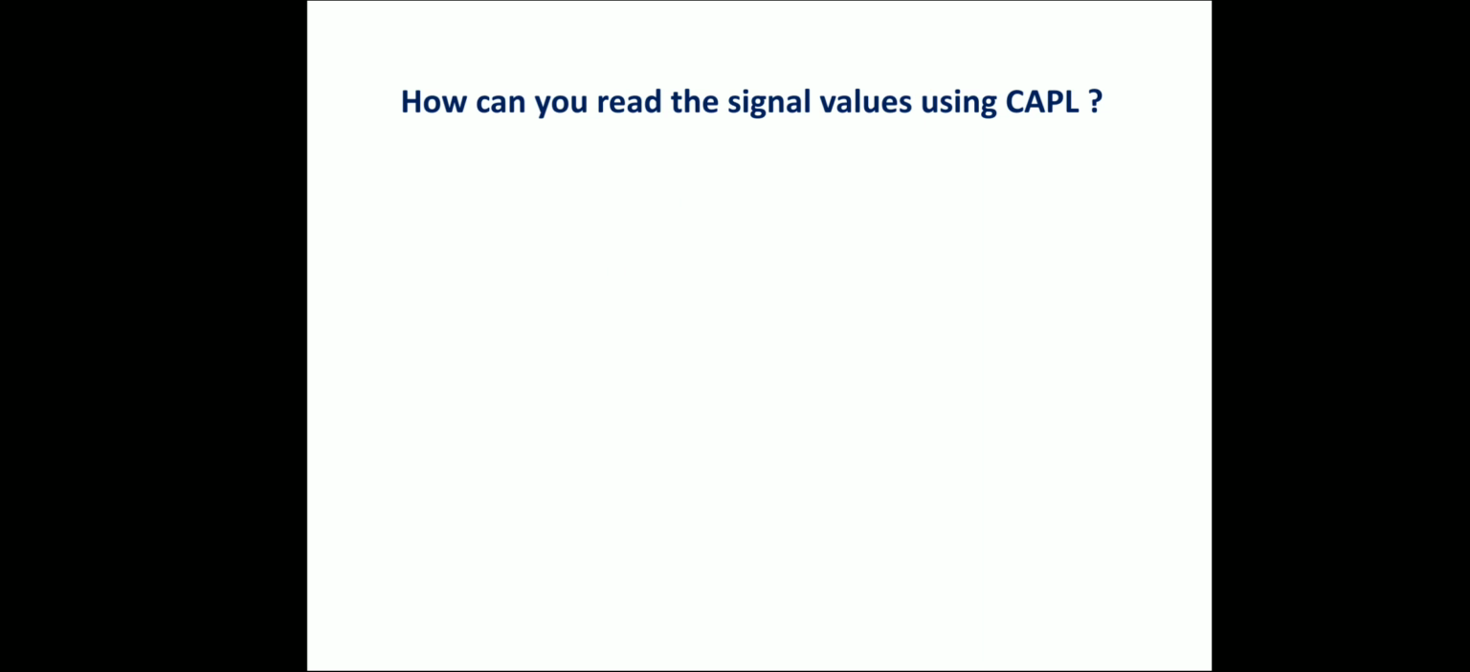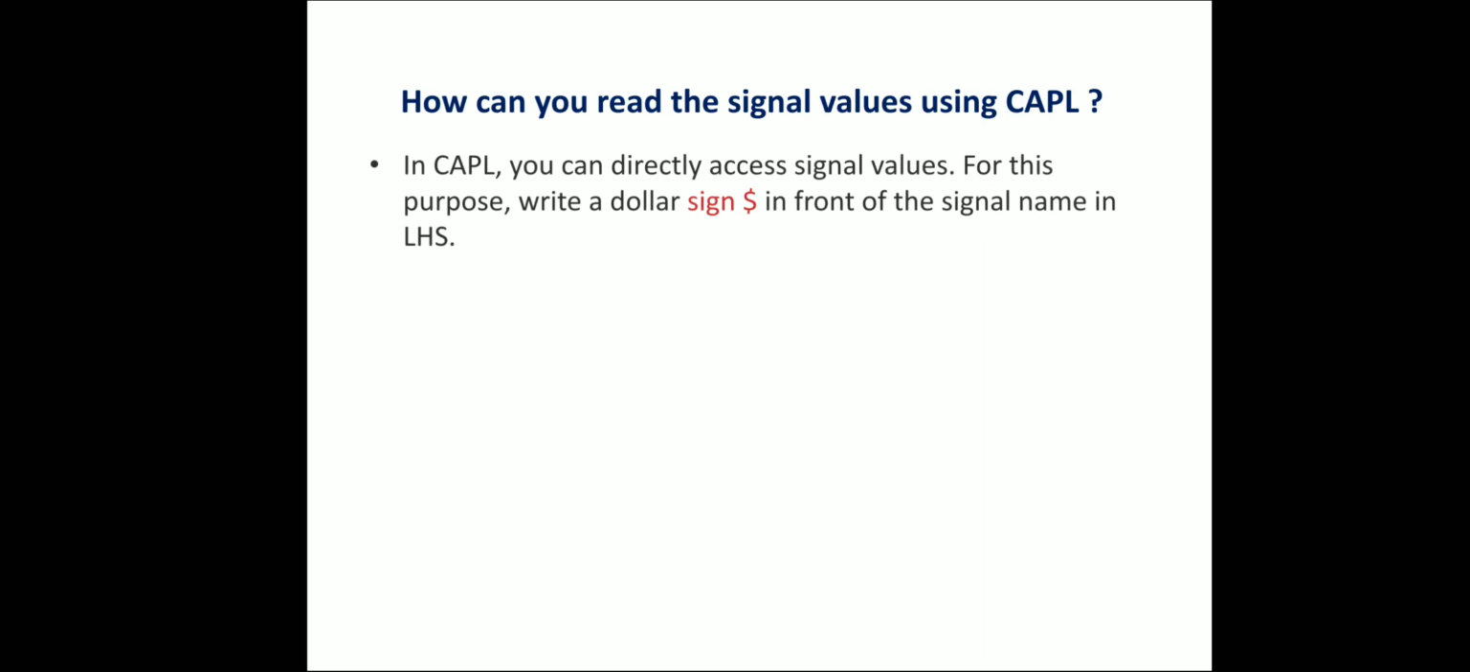How can you read the signal using CAPL? You can directly access the signal values for this purpose with the dollar sign. So reading the signal, you have to mention the dollar sign in front of the signal name, and the variable is on the LHS. For int value, the value is the variable on the LHS side, and you read the dollar sign engine RPM. You want to read the engine RPM, so the value variable will hold the engine RPM. It may be 2500 RPM, it may hold this value and it will print it. So you can read like this.